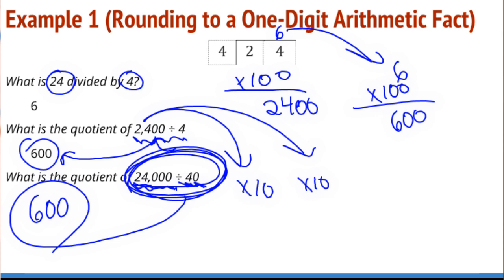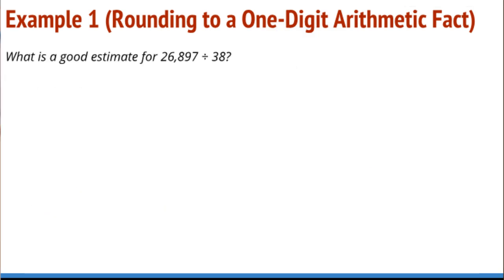Now I know that can be a little bit overwhelming, lots of steps in there. We're going to look at some examples and some exercises to try and clarify that, but I'm trying to give a nice in-depth look of what's happening here. So a good estimate for 26,897 divided by 38 is 600.